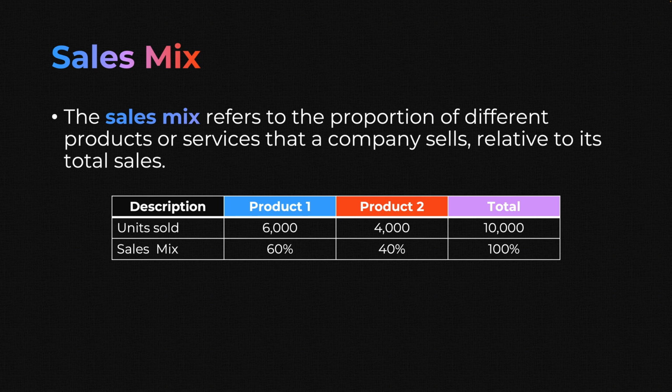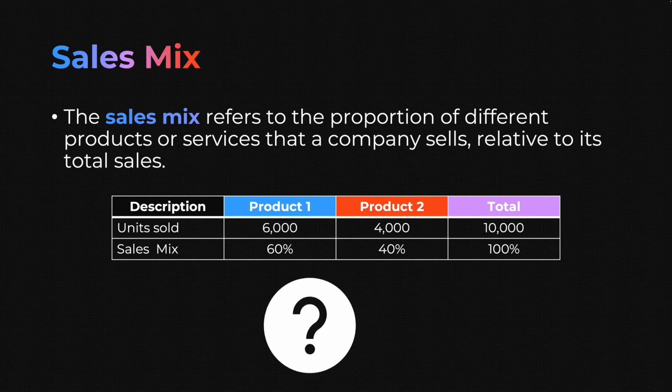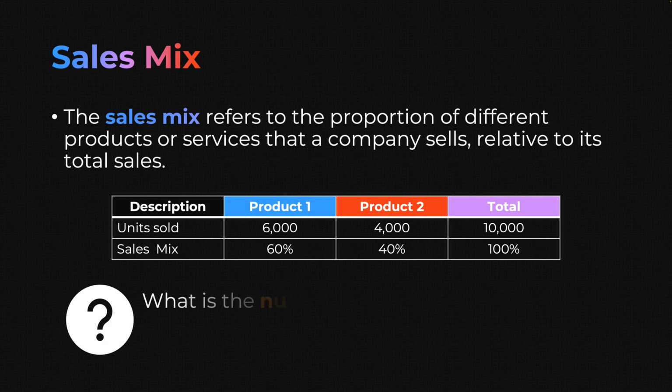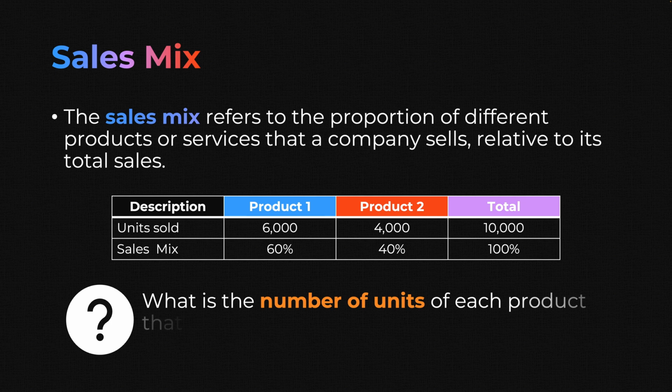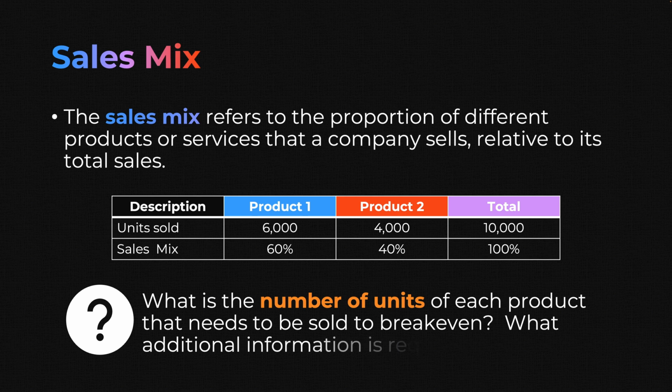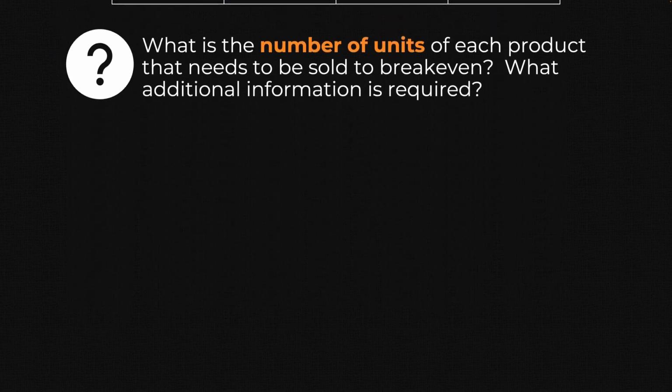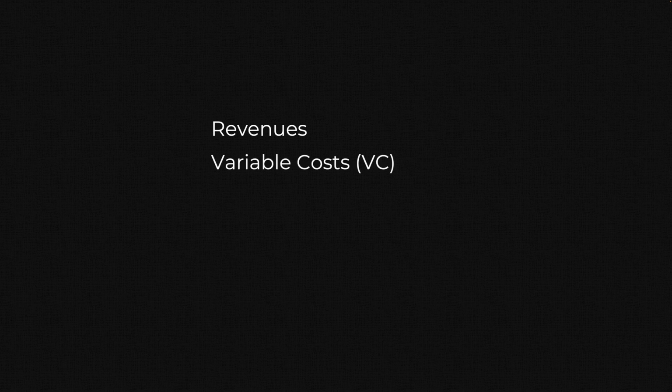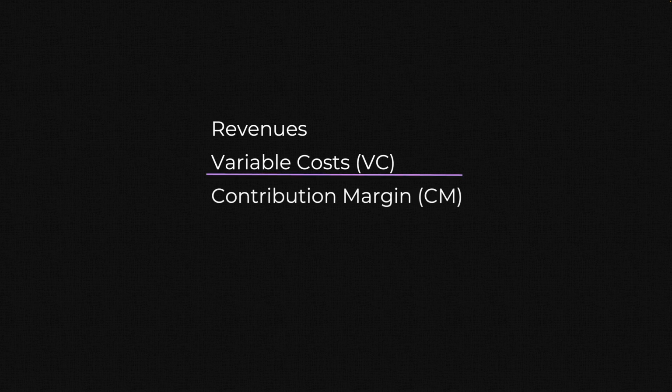In a multi-product environment, we still have the same old question to answer, which would be, what is the number of units of each product that needs to be sold to break even? And what additional information is required to help us answer this question? Well, we could get all the information we need and more if we go back to this operating income equation we've been looking at. We certainly need some kind of revenue data, at least selling price per unit. We need some kind of variable cost data, at least variable cost per unit, and that will allow us to get our contribution margin and contribution per unit.